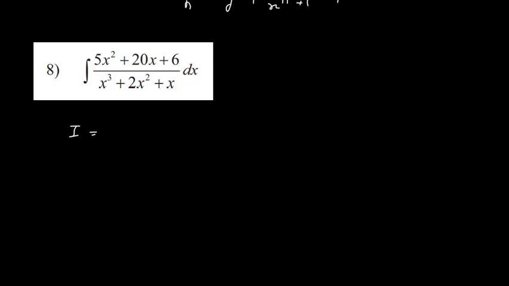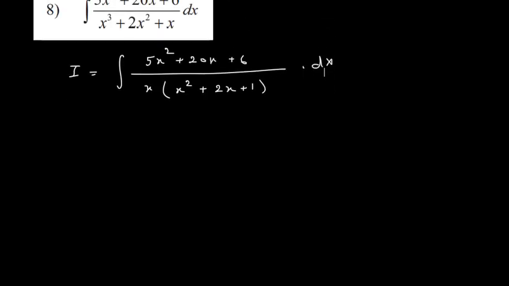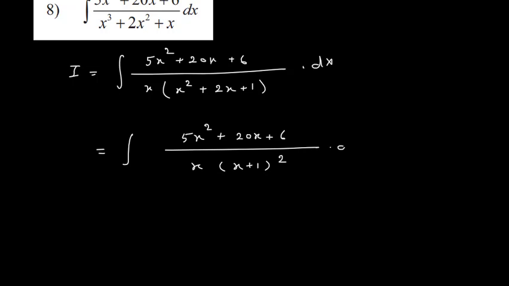So I will say that this I is equal to, numerator we have 5x square plus 20x plus 6. Now in the denominator you see that first I can take x common. So here I have x into x square plus 2x plus 1 into dx. Now this x square plus 2x plus 1, I can write as x plus 1 the whole square. So this will become integration of numerator 5x square plus 20x plus 6, and the denominator is x into x plus 1 the whole square into dx.